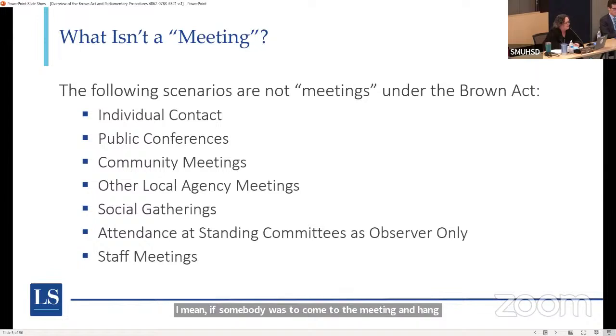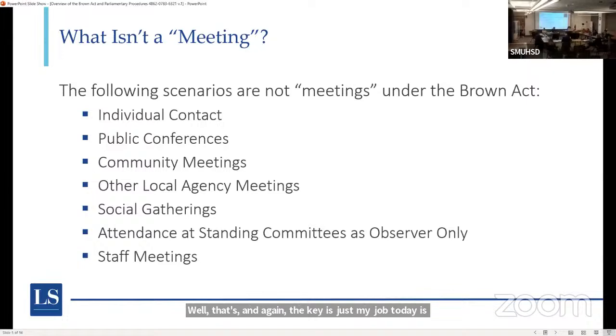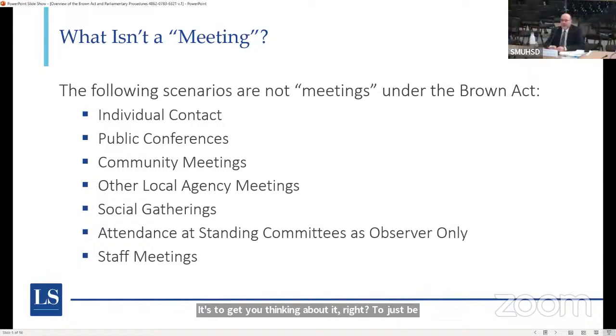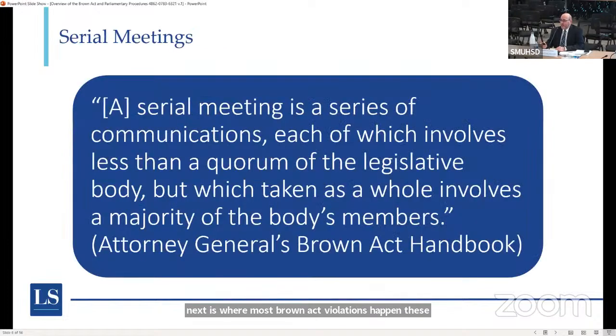Right, right. Yeah. Well, and again, the key is just, my job today is to stir the pot. It's to get you thinking about it, to just be watching for that. What I want to talk to you about next is where most Brown Act violations happen these days, and again, often inadvertently, which is serial communications.